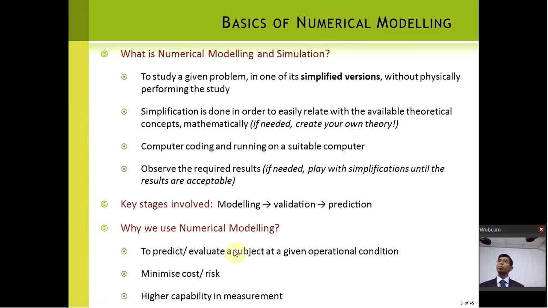Why do we use numerical modeling? Can't we keep on doing experiments? Basically, numerical modeling gives us the facility to study different operational conditions of a machine or a device or anything of interest. And the benefit is basically minimum cost and risk. Nowadays setting up an experiment and doing all that housekeeping is a cost matter as well as a risk if you are involved in molecular dynamics or many other critical aspects.